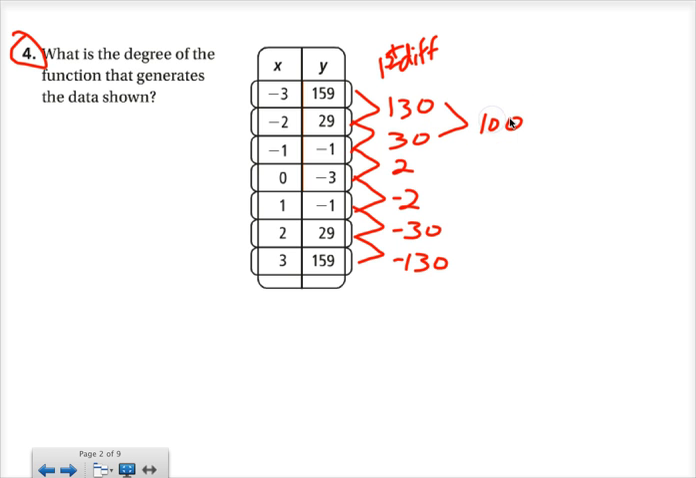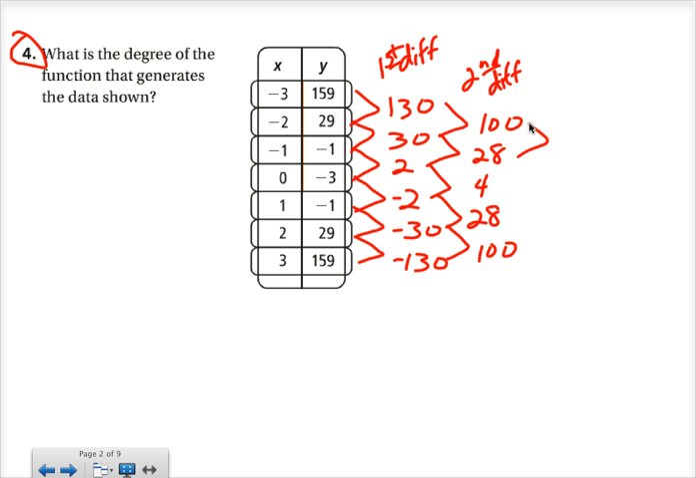130 minus 30 is 100. 30 minus 2 is 28. 2 minus a -2 is 4. -2 minus a -30 is -2 plus 30, which is 28. And then -30 minus a -130 would be -30 plus 130, which will be 100. That was my second degree differences, and they also are not the same.